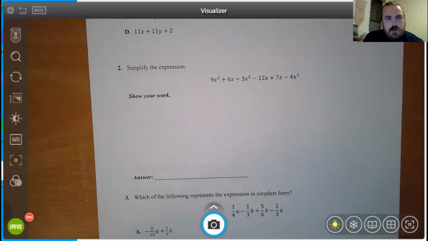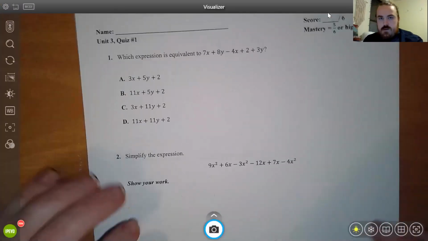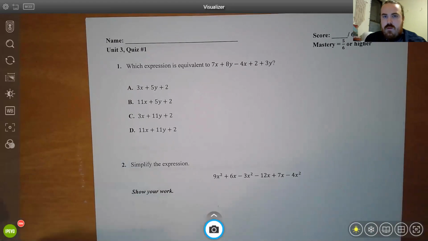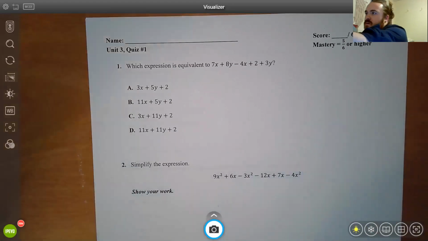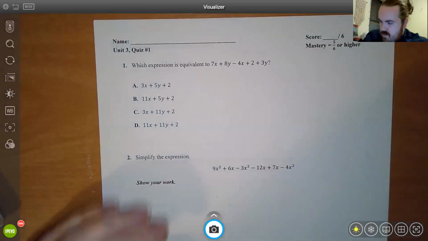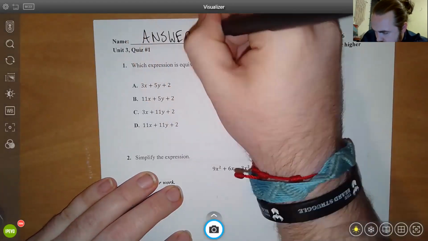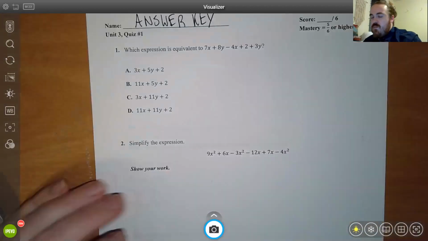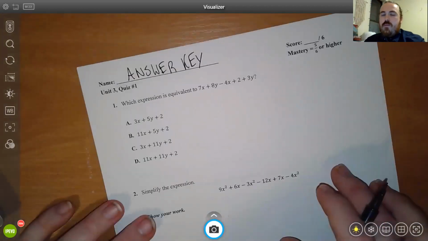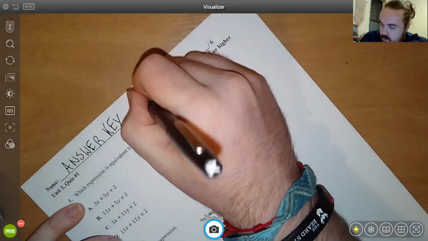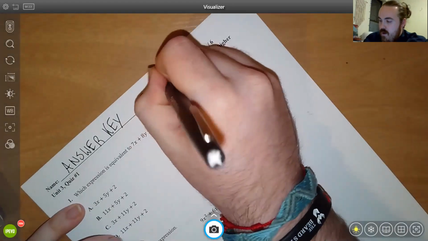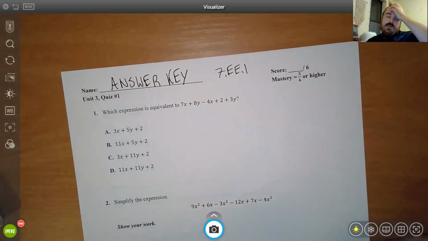All right, so quiz number one. This is the answer key. All right, so most of this quiz is on the standard 7EE1. Actually, not even most of it. All of it's on the standard 7EE1, which is about simplifying expressions and finding equivalent expressions, basically combining like terms, distributing, factoring, all that kind of good stuff.